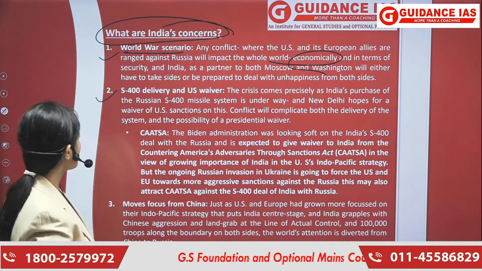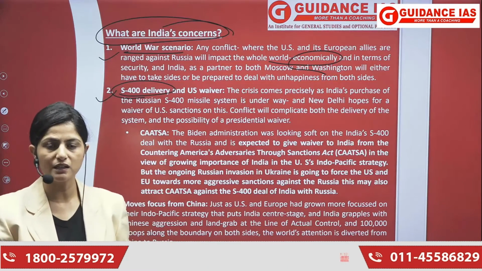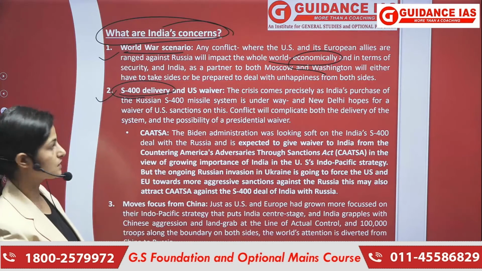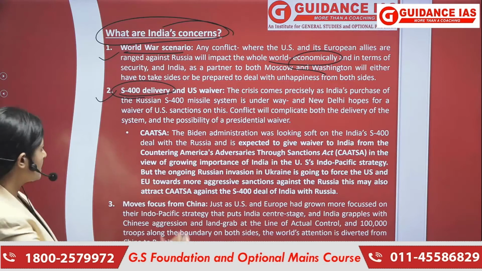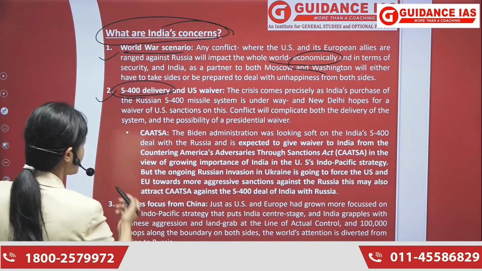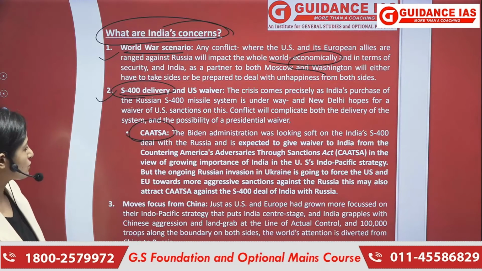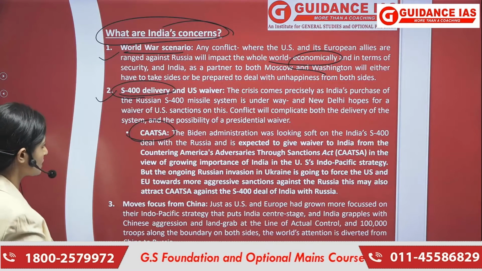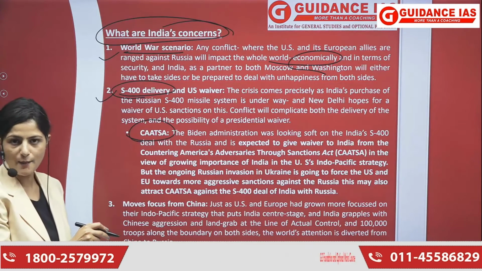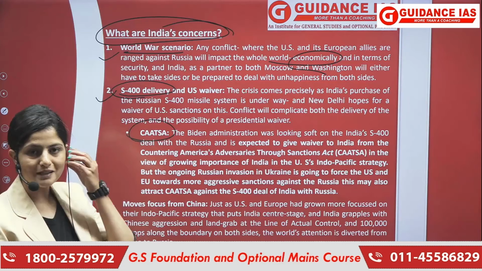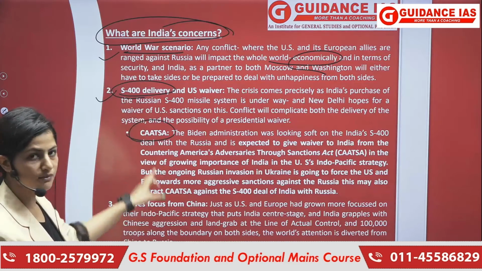Next is S-400 delivery and US waiver. S-400 delivery, which we take from Russia. We were expecting certain US waivers on it, but now because the war has happened, we can't really expect those waivers, and again, it can impact us. Okay. CAATSA, again, you must be knowing, CAATSA is Countering America's Adversaries through Sanctions Act. Okay? So this is also one of the points. The Biden administration was looking soft on India's S-400 before the war happened, but now there is a possibility that we won't be getting any waiver. We won't be getting things which would be in our favor because of this war. So this is again one of our major concerns.